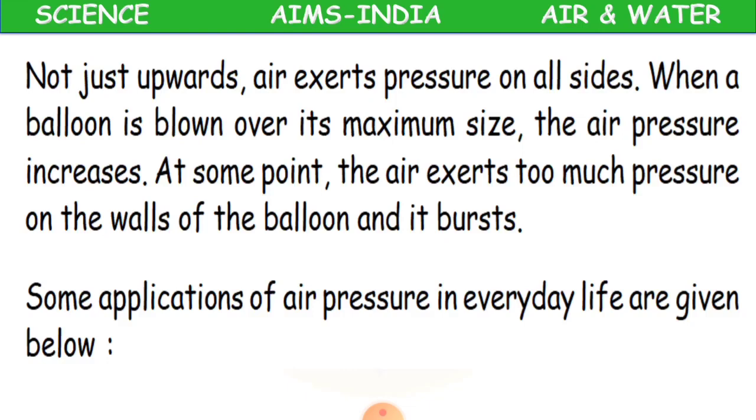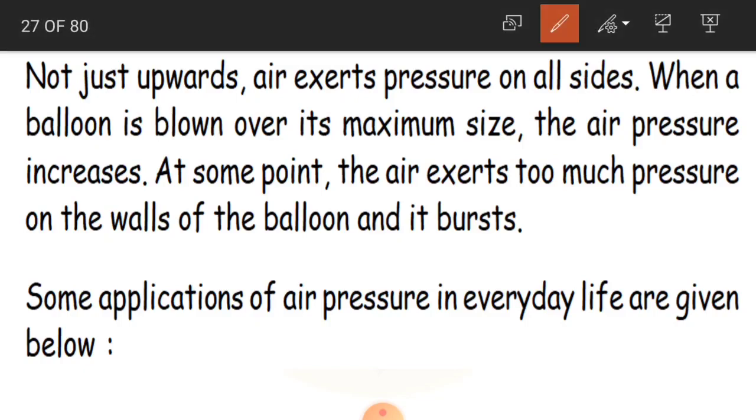Okay. Now, air exerts pressure on all sides. When a balloon is blown over its maximum size, the air pressure increases. So at some point, the air exerts too much pressure on the walls of the balloon and it bursts. So children, sometimes what happens, as we learned that air is going to exert pressure on all sides, not only upward but all sides. Now sometimes we blow the balloon to its maximum size. We'll just blow it and it becomes big and big and big. But as we blow more air, what happens? It is going to burst.